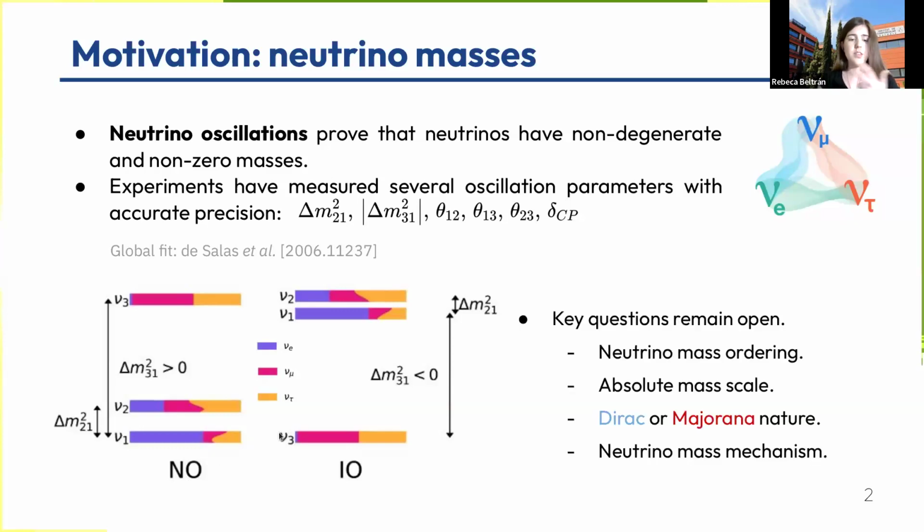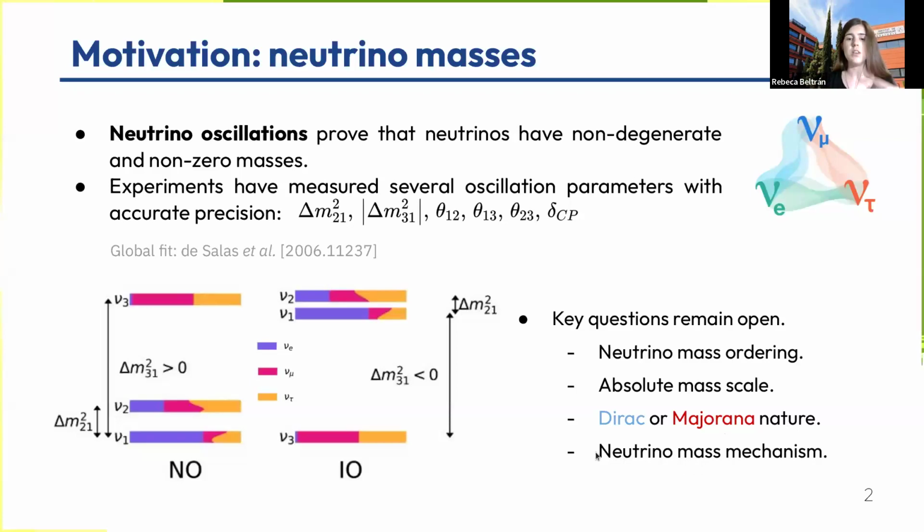And besides this neutrino mass ordering, there are other mysteries in neutrino physics that remain. So, for example, we don't know the absolute mass scale, since the neutrino oscillation experiments are sensitive only to these mass differences. Then we also don't have a clue about the Dirac or Majorana nature of neutrinos. And in addition, we don't know which is the precise mechanism that gives neutrino mass.